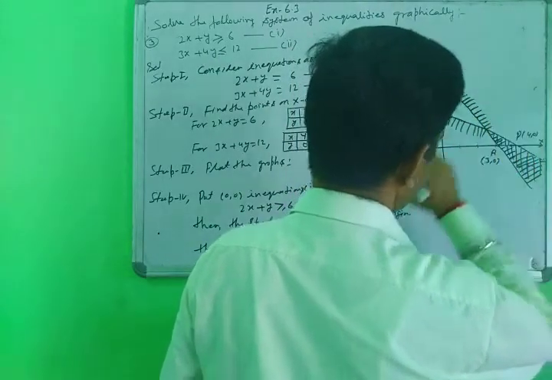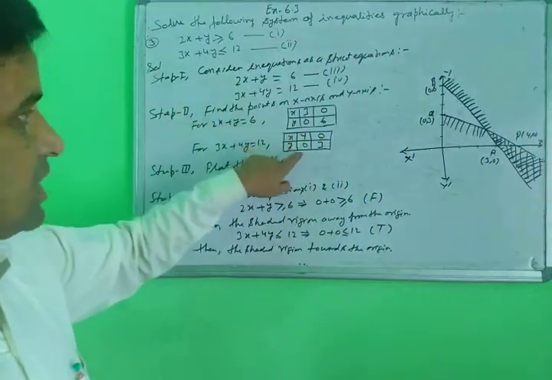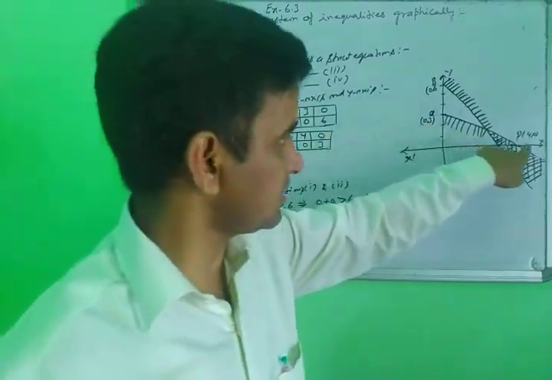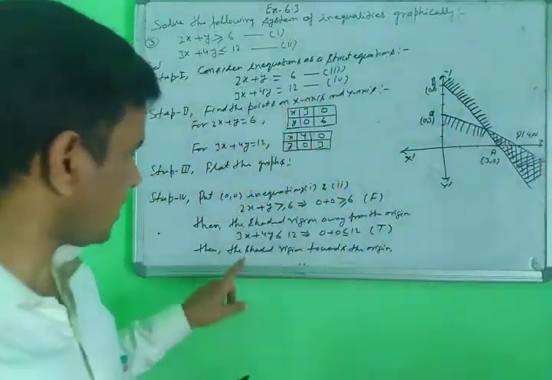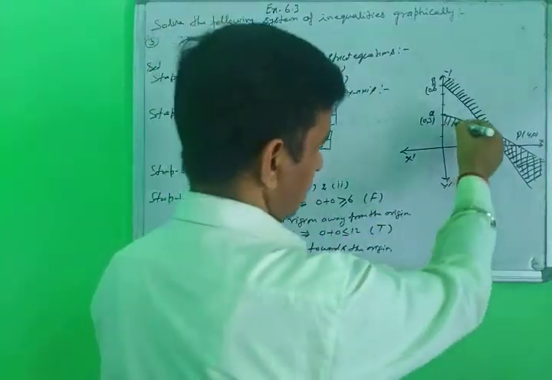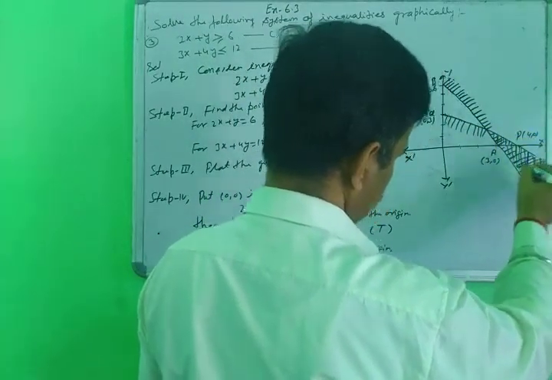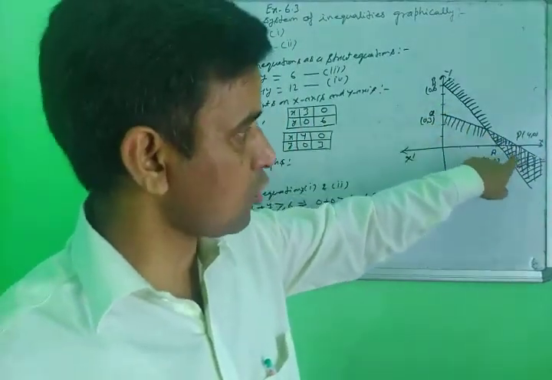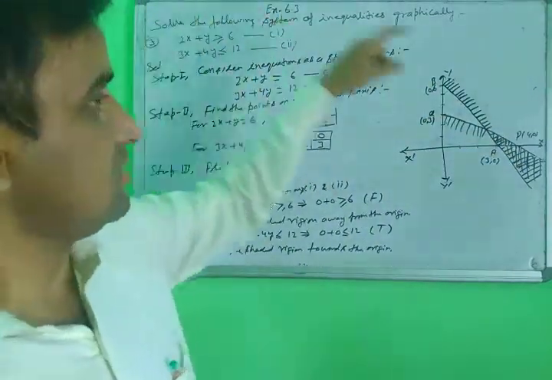In this way, for the second inequality graph, these are the points 4, 0 and this point Q, with P and Q being this point and this point. After that, our second result comes toward the origin. Toward the origin means the downside of this line. This is your common shaded region. This portion is not common; this portion is your common shaded region. It means the solution region of both the inequalities is this portion.